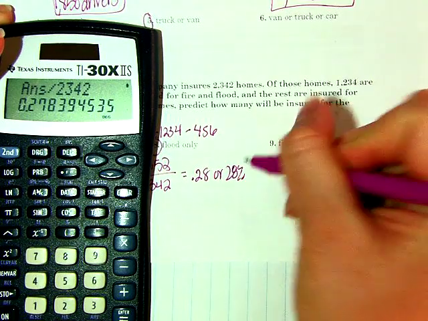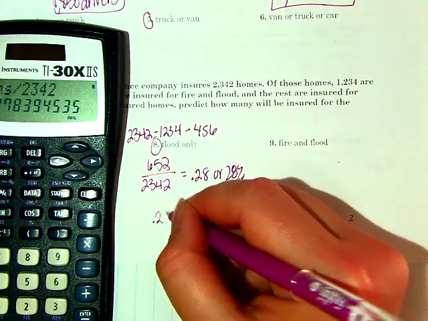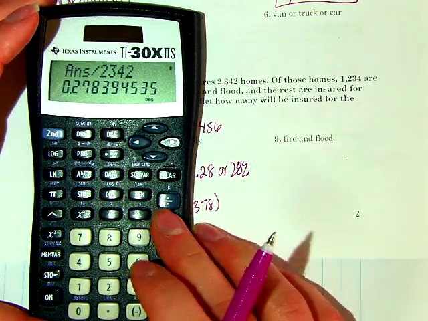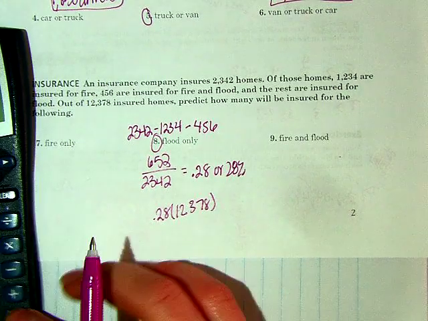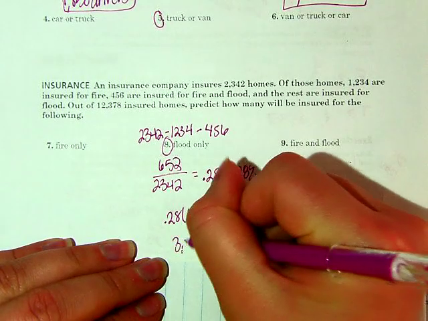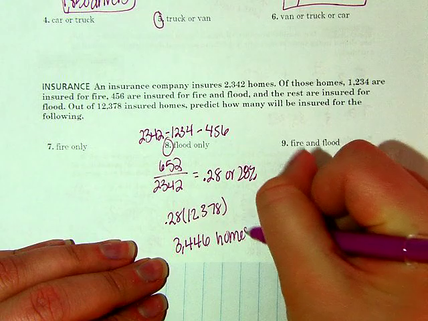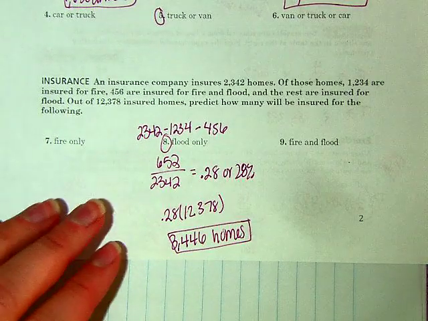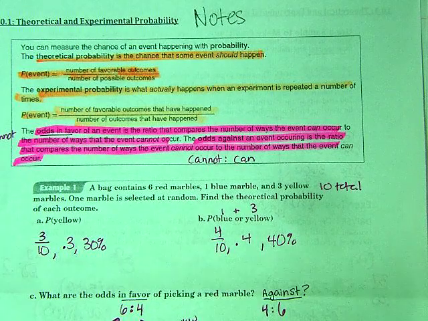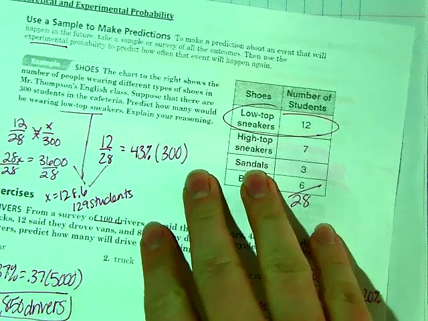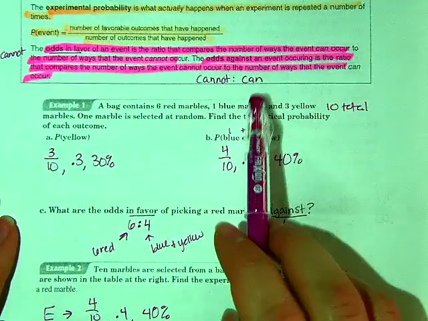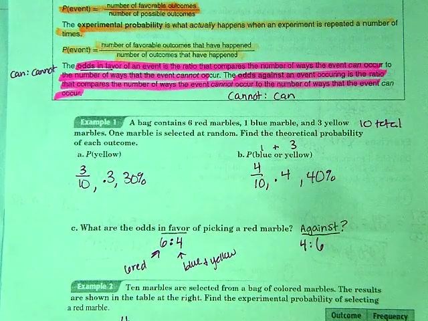If I then multiply that, I'm just going to keep it in my calculator, times the new total, or the new whole, it should give me, when we round, 3,446 homes. So we have talked about theoretical and experimental probability, using the experimental probability to make predictions. That was over here. And on the front, remember that we talked about odds in favor versus odds against. Use these ratios to help you on those. Have a great day.